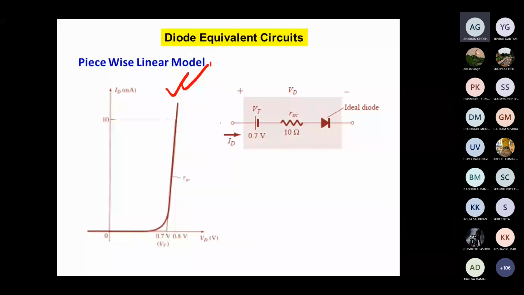PN junction I-D versus V-D characteristics. Initially the current will be very low and then suddenly it will increase. So what voltage is required? Suppose for silicon it is 0.7 volt. If it is a silicon diode, you use 0.7 volt. And if you use germanium, this voltage is 0.3 volt, right?